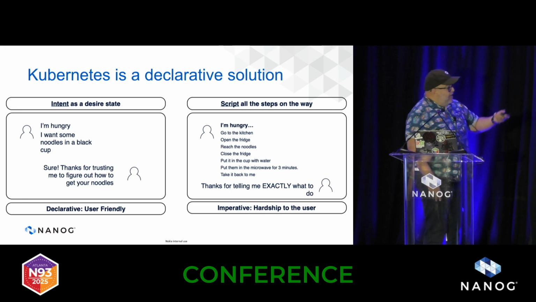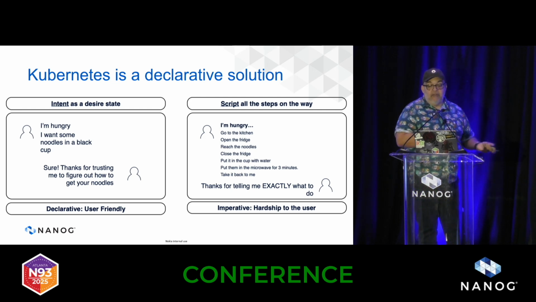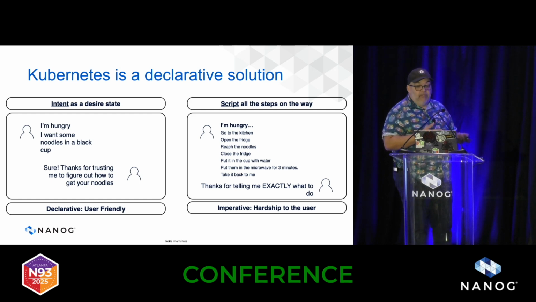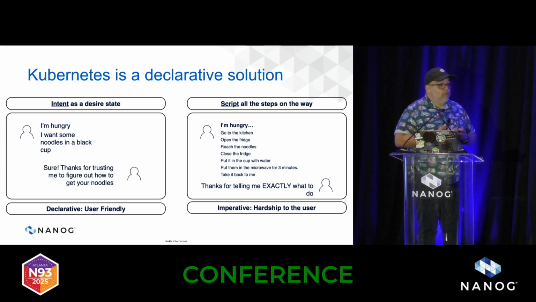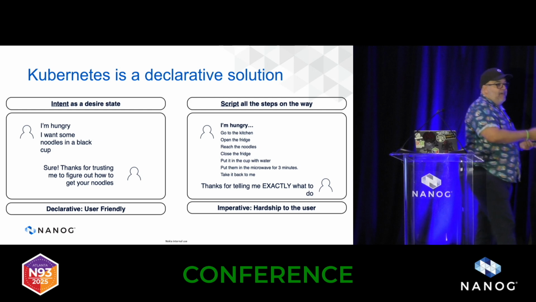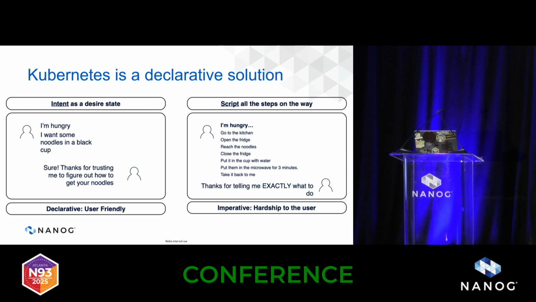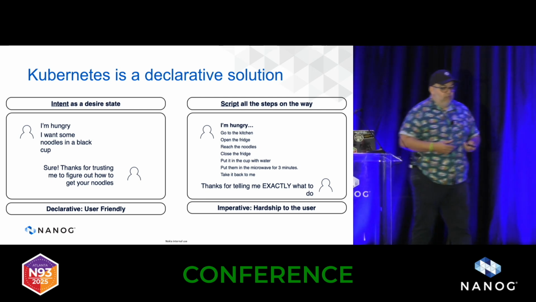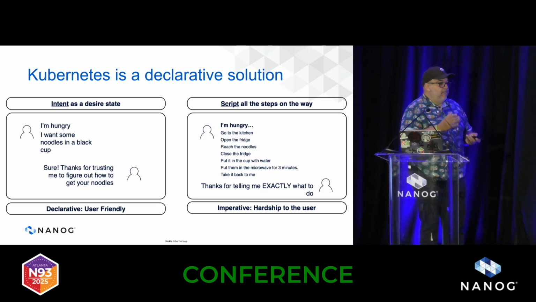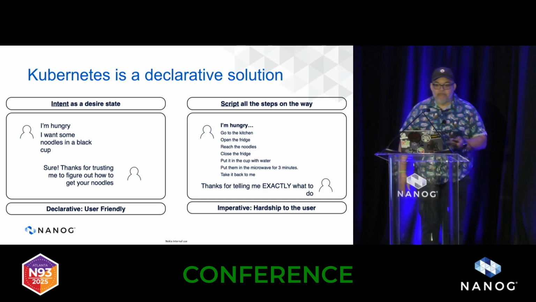It's like, as you see in the sample there, in a declarative approach, the user expresses his or her intent. So, I'm hungry, I want noodles in the black cup. The system will take care of everything. But in the imperative approach, you have to specify every single step that you want done in order to fulfill that intent or requirement. So in this case with Kubernetes, we are approaching everything as a declarative solution. Good.